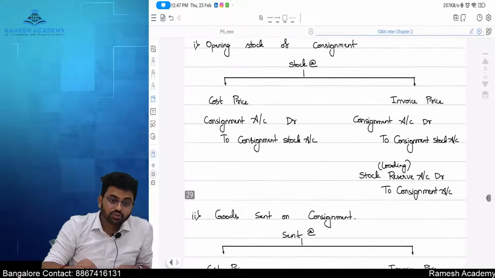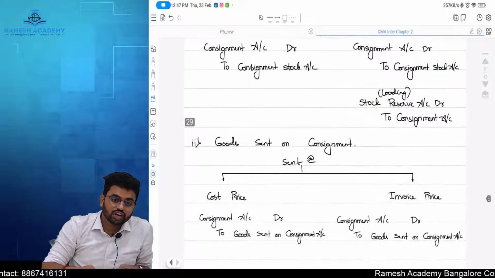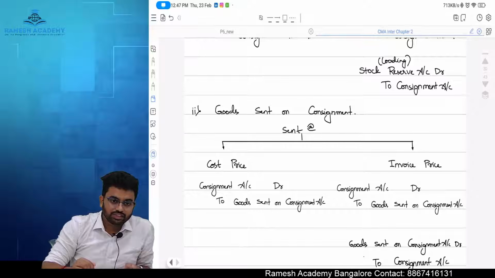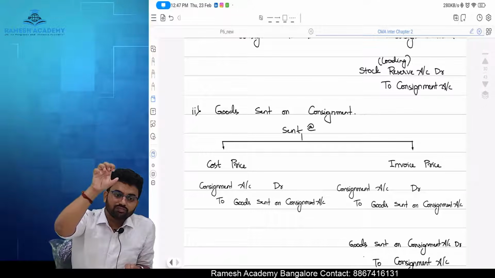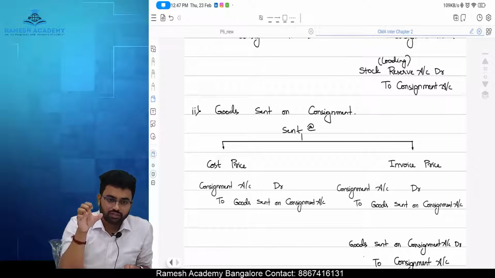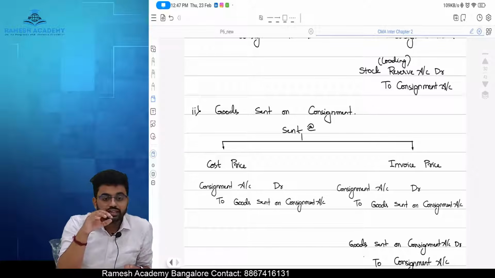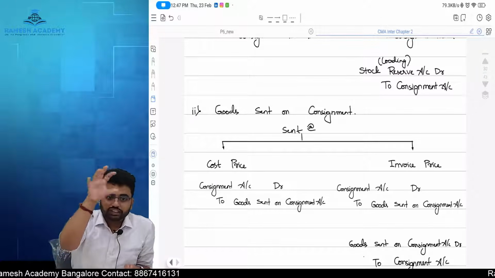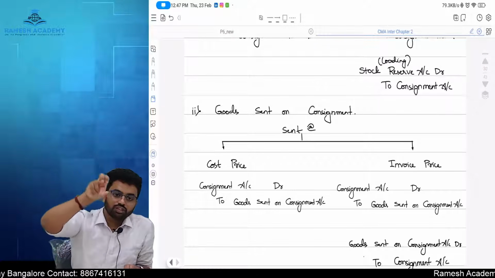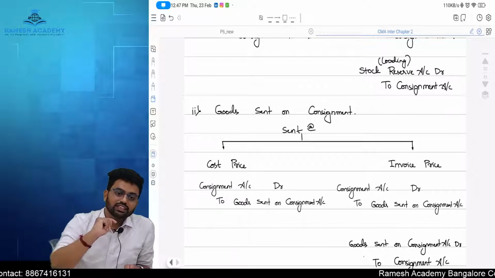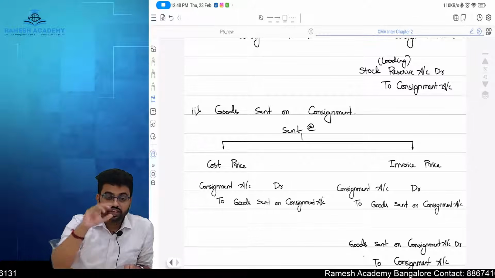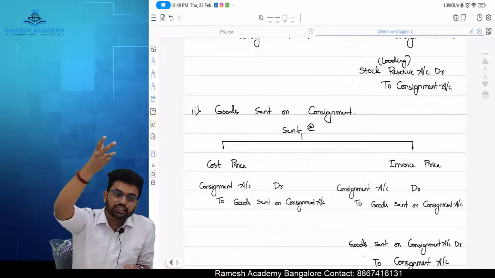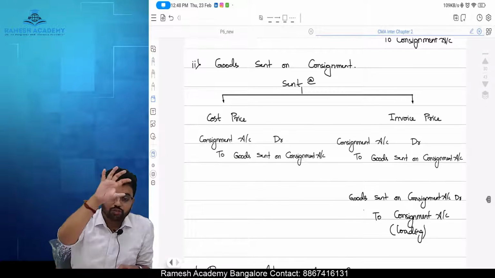Okay. Next, when the goods are sent on consignment, again when it is sent at a cost price or at an invoice price, it's an expense, we should debit. So consignment account debit to goods sent on consignment, only one entry if it is sent at cost. If it is sent at an invoice price, the first entry will be the same, consignment account debit to goods sent on consignment. Later we should reverse it for the loading element, for the 250 rupees which I told earlier. So what will be the entry, sir? Goods sent on consignment account debit to consignment account, reversal entry for the portion of the loading amount.